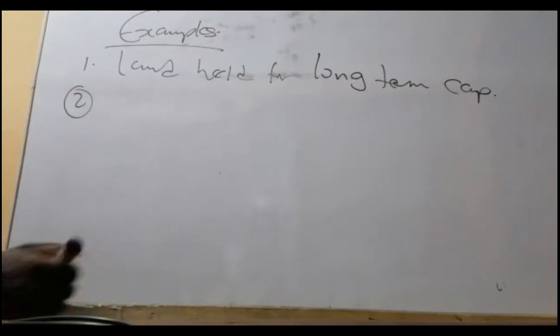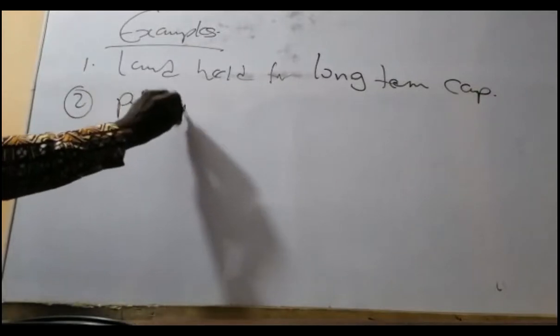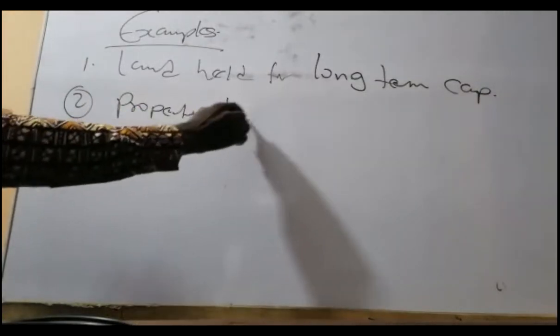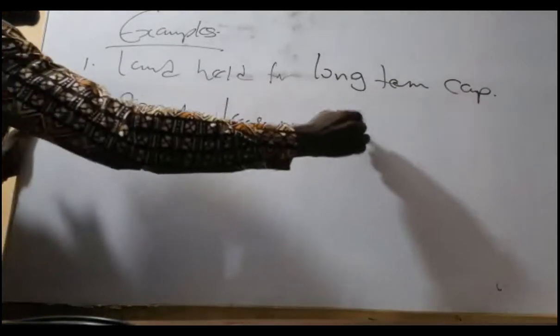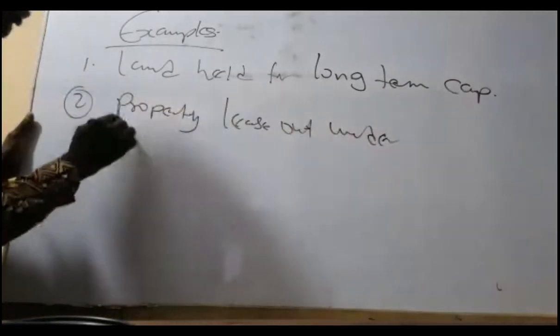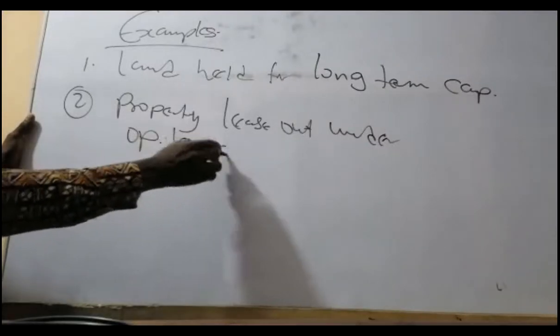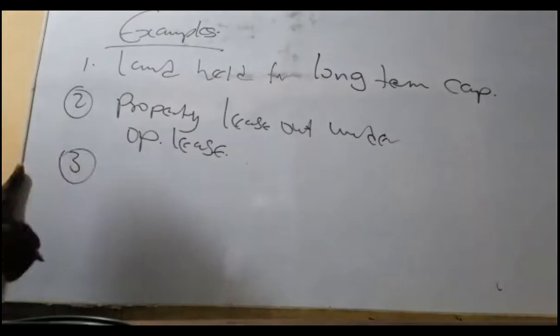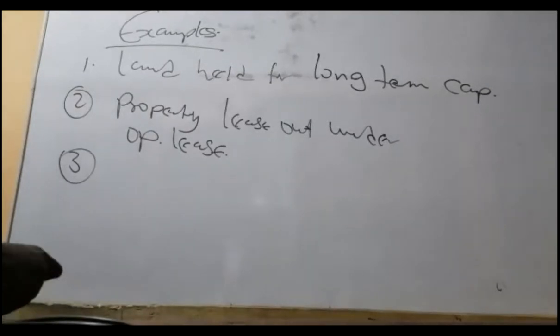Property leased out under what? Operating lease. That also qualifies. Then the third one will be a parent leasing out a property to a subsidiary.